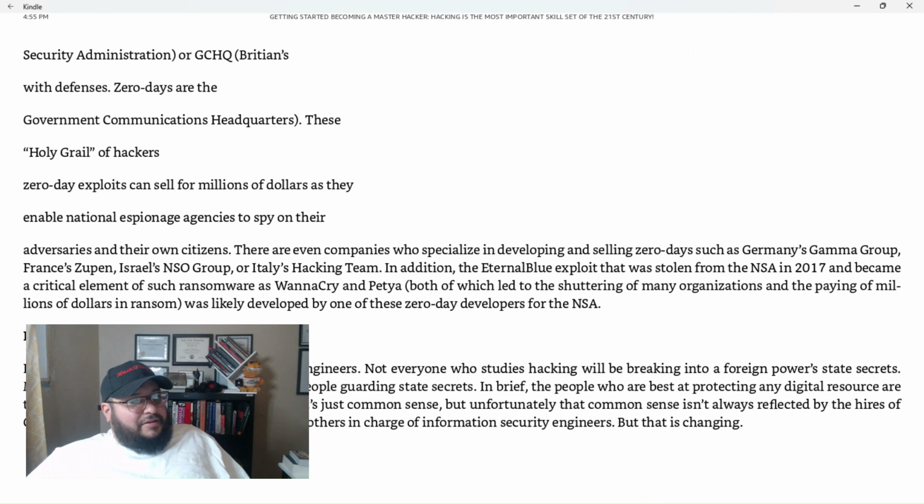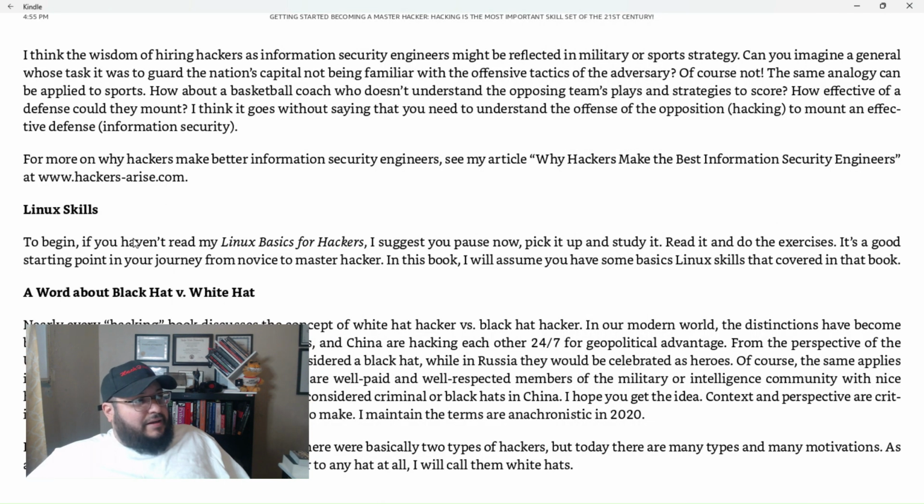InfoSec security engineers. Okay. Linux skills. To begin, this is talking about how you have to have some Linux skills, and you do. The best way to get Linux skills is to practice on Linux, to get a Linux machine and do a lot of Linux command line. That's it. Practice, man. This book is going to help you get some Linux skills.